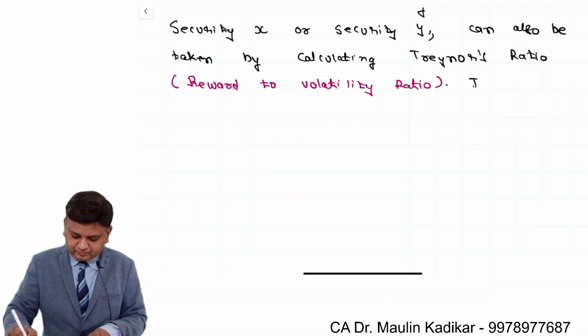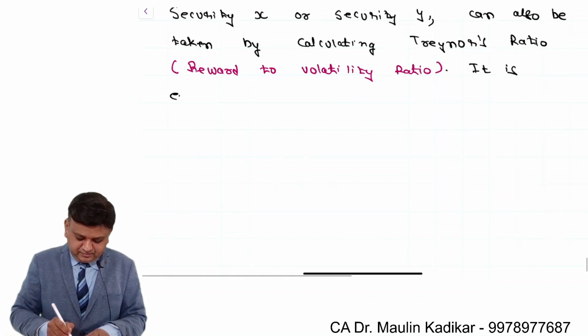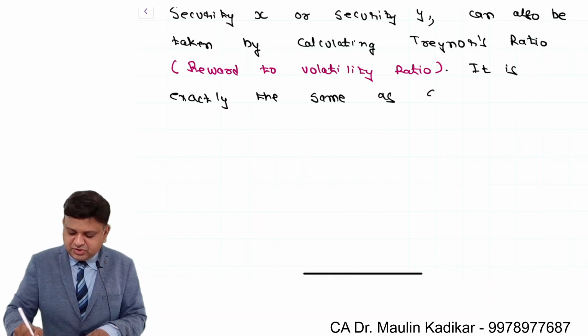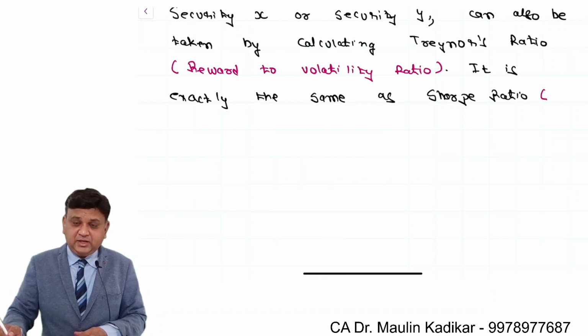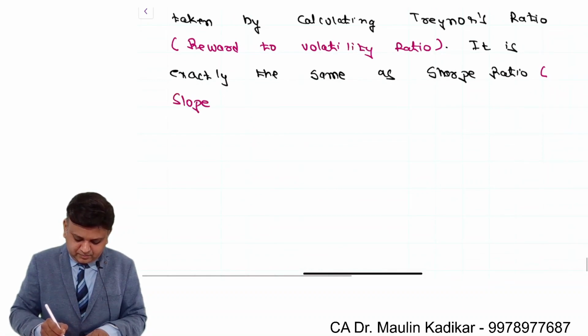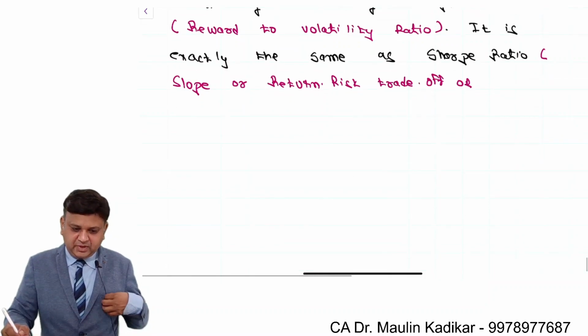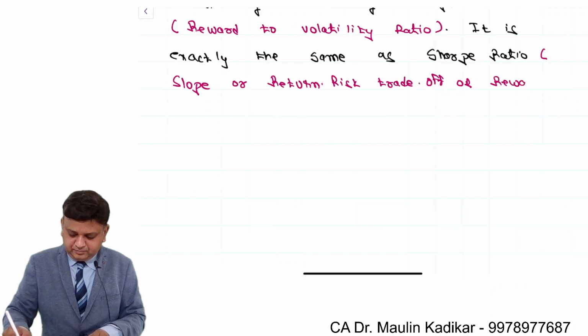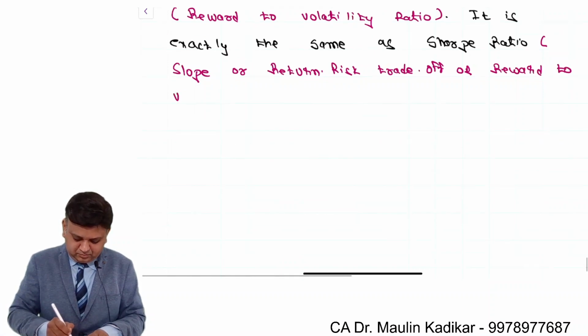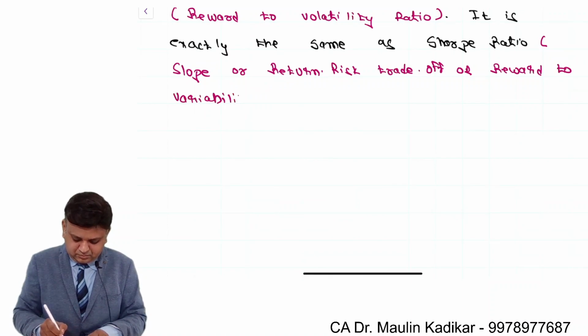Full stop. It is exactly the same as Sharpe ratio (in bracket write down slope, or return risk trade-off, or reward to variability ratio), bracket over, full stop.